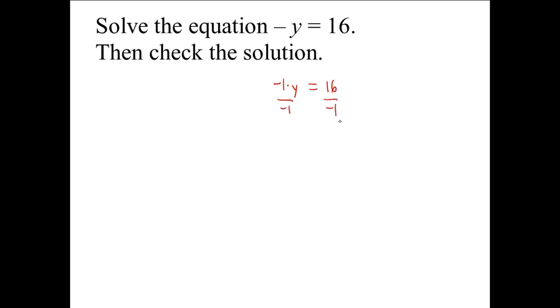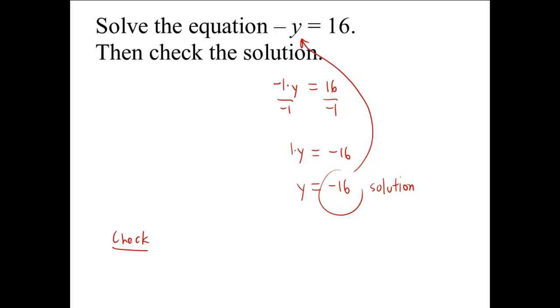Divide by negative 1. Negative 1 divided by negative 1 is simply 1. So we have 1 times y, or more simply, just y. And 16 divided by negative 1 is negative 16. So this is the solution. Y equals negative 16. Now to check, we take this negative 16, put it right back in here for y.